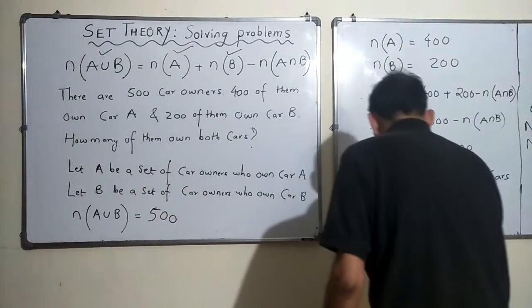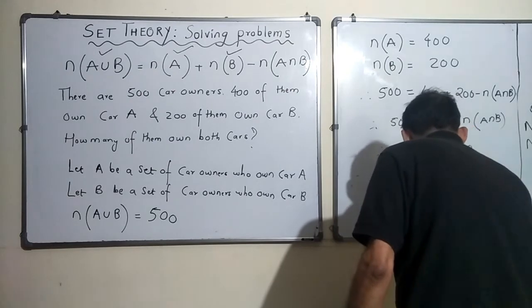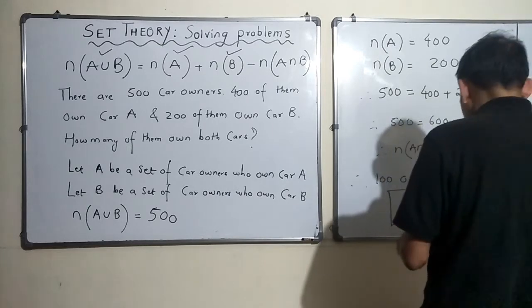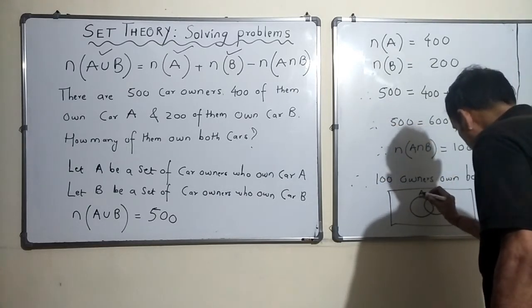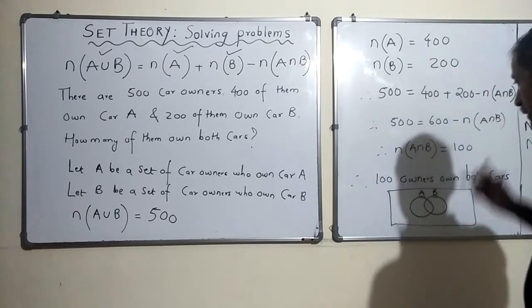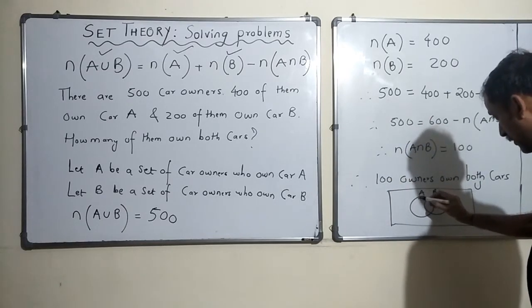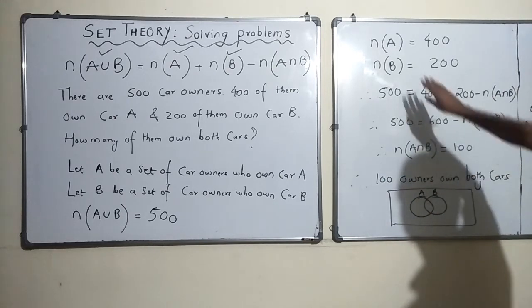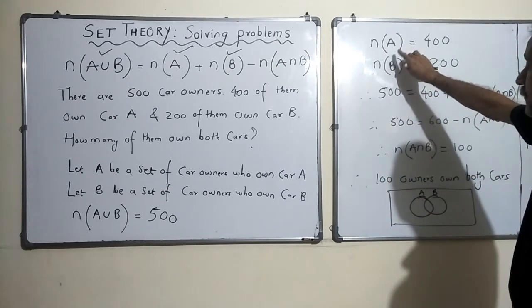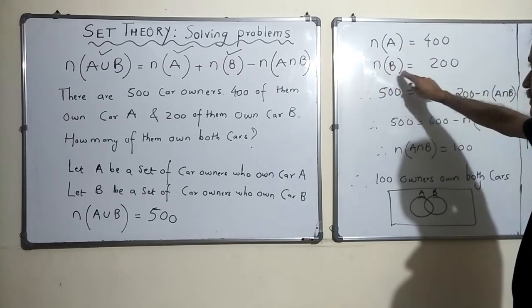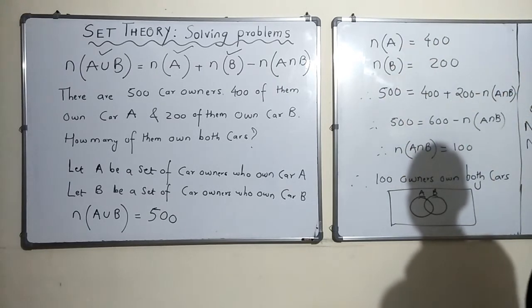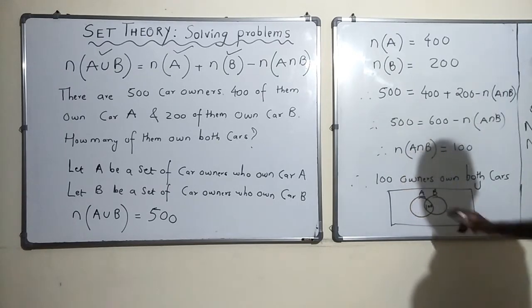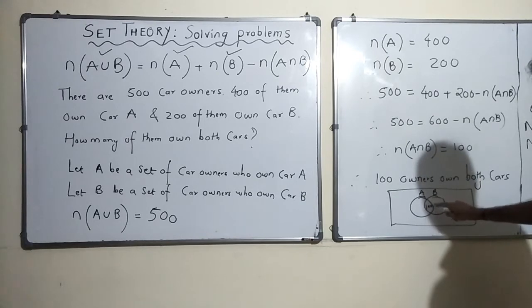Let's do a Venn diagram. Let's see. I guess we have some space here, right? So this is the universal set, this is A and this is B. So the number of elements of A union B is 500. The number of elements of set A is 400, the number of elements of set B is 200. So this is 100. We found out this is 100. The number of elements of the set A intersection B is 100.